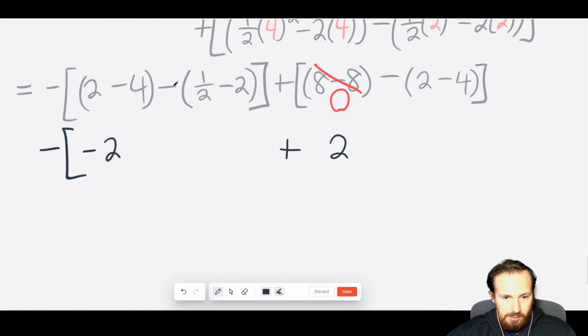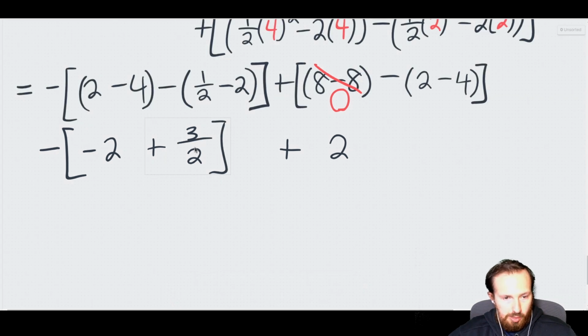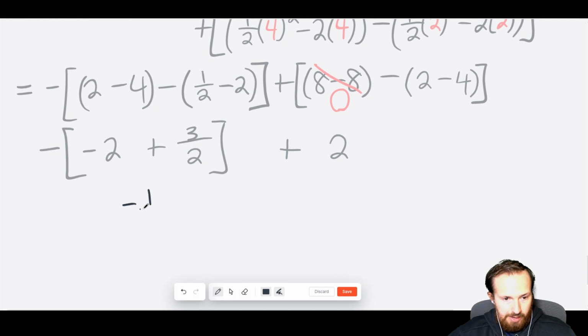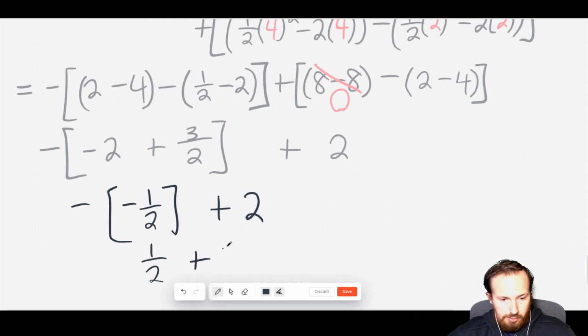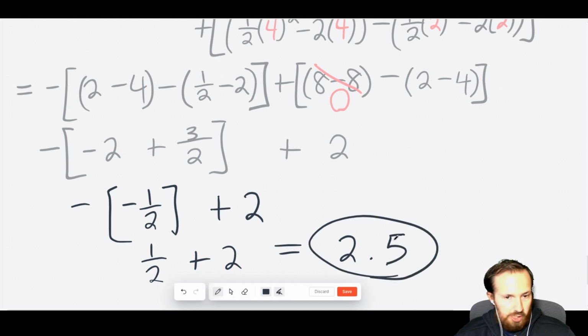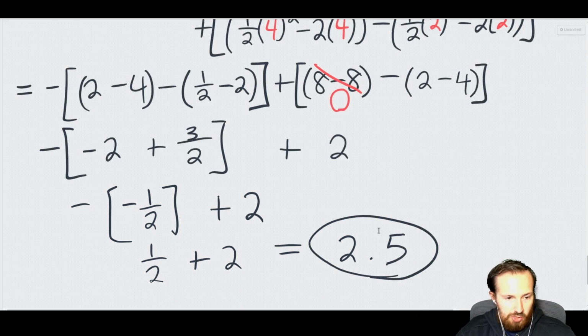And then this, think about what this will be. 1/2 minus 2 is negative 3/2, but it'll actually be plus 3/2. So what's negative 2 plus 3/2? Negative 1/2. But remember, we have the negative here. Negative 1/2 is positive 1/2 plus 2 equals 2.5, which is what we got originally through geometric integration with triangles. So there you go.